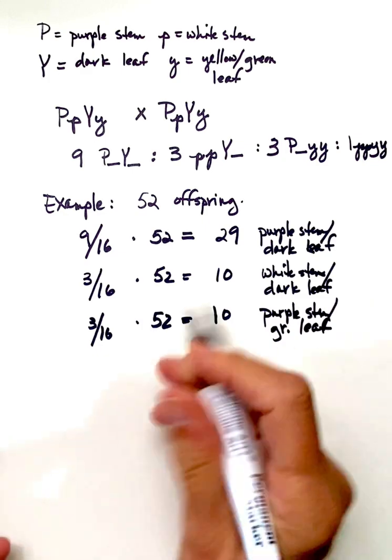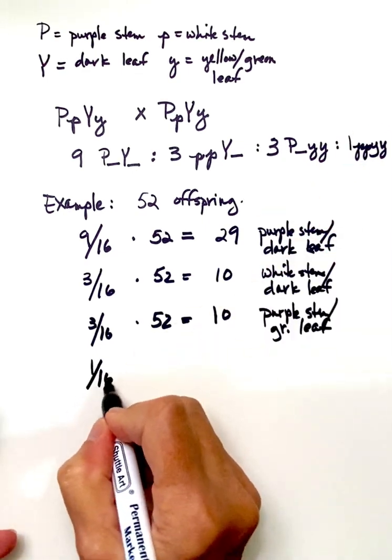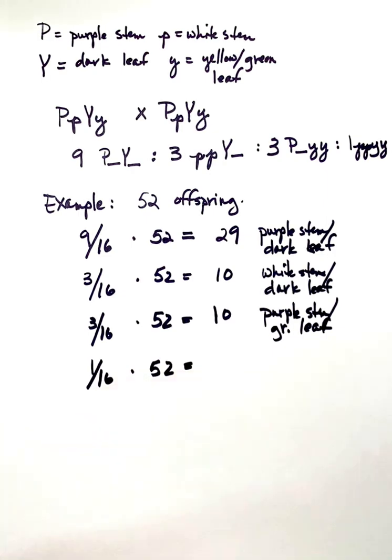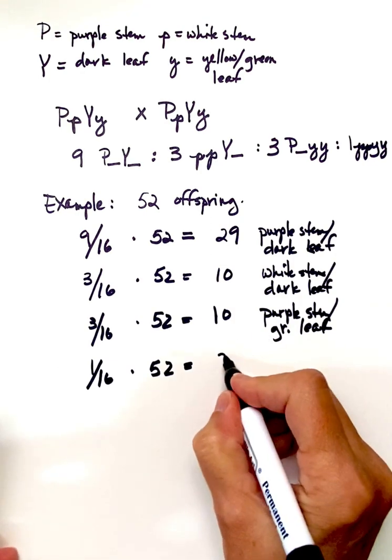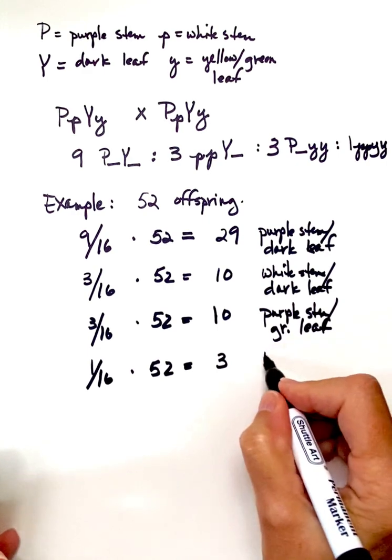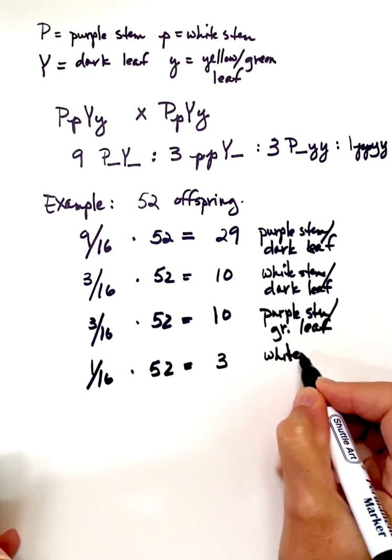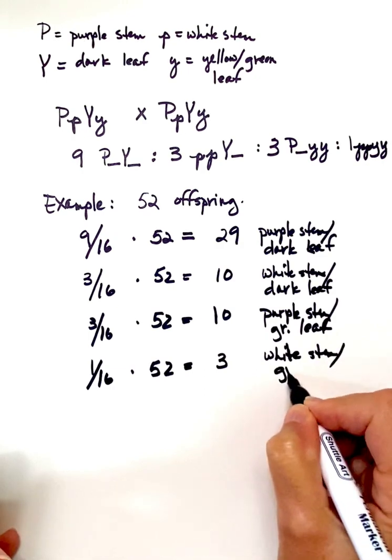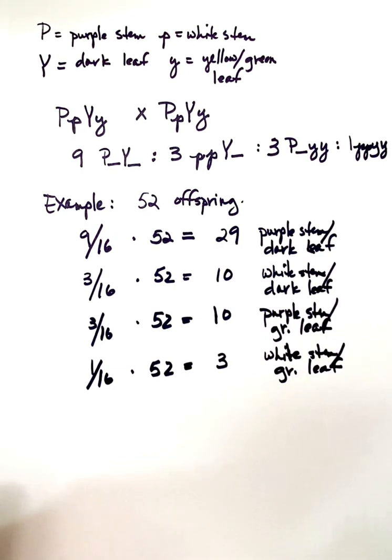Green or yellow. And then finally we have 1 out of 16 times 52 equals, let's see how many that is. So it's 52 divided by 16, and we get 3.25 individuals, so we'll say 3, and they should have white stems and the green leaves. That should be how many you have in each category if your fast plants match Mendel's 9:3:3:1 ratio of offspring.